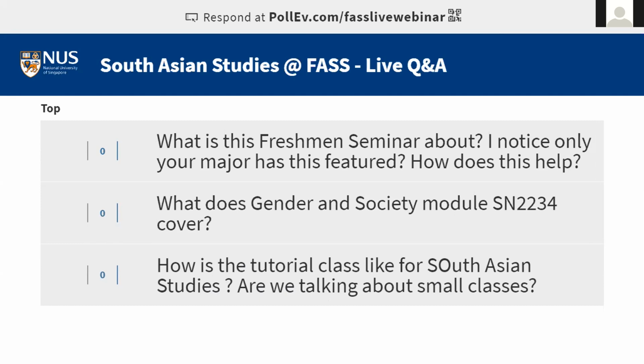So depending on the number of students who sign up for a particular course, we typically have about 10 to 12 students or 15 students, depending on the module. So yes, we're talking about smaller classes. So you will get more individual attention. And it's a very close-knit setup here in the South Asian Studies program.